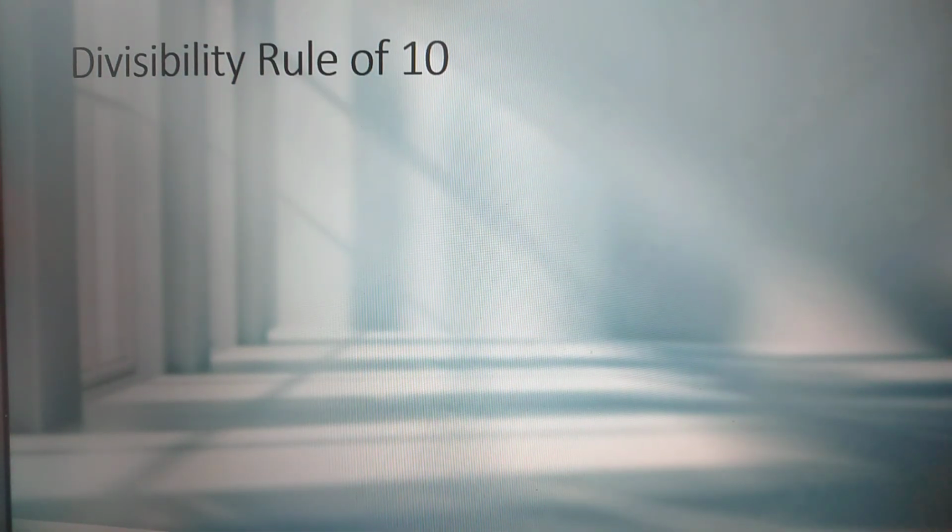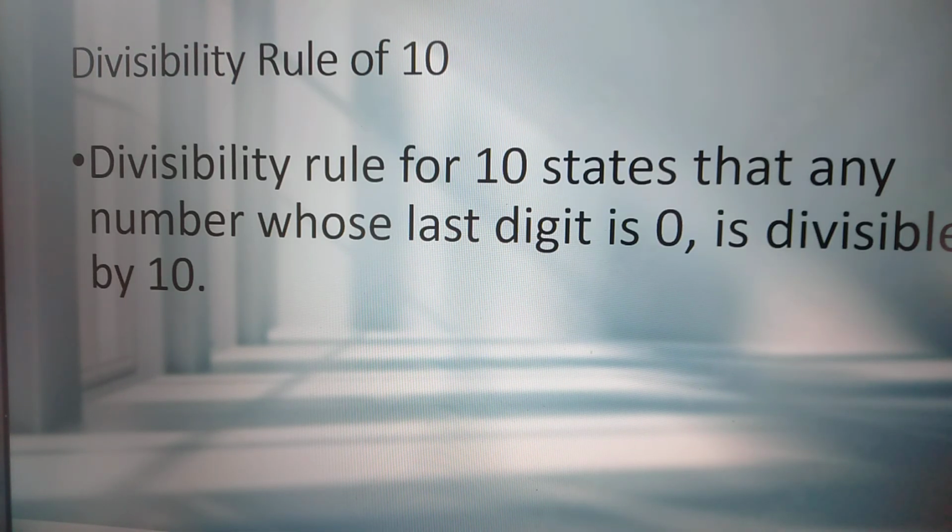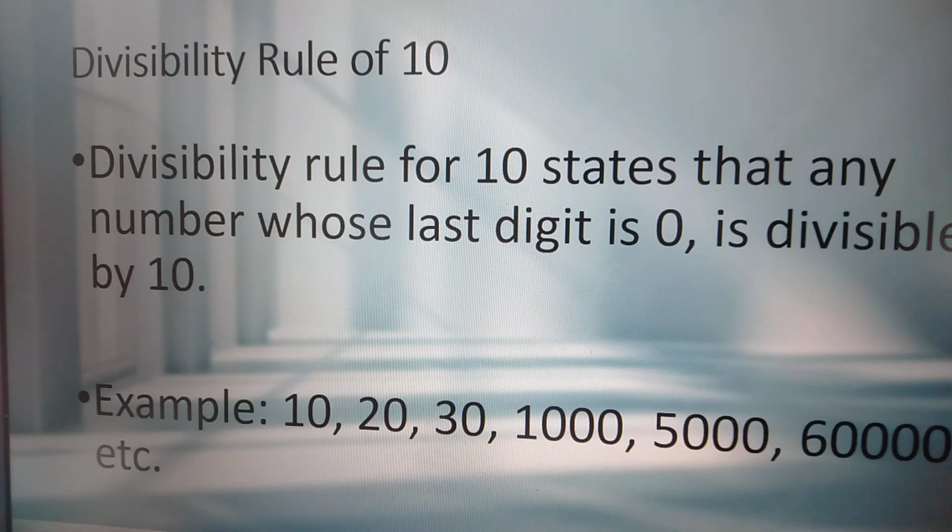The divisibility rule of 10 states that any number whose last digit is 0 is divisible by 10. For example, 10, 20, 30, 1,000, 5,000, 60,000, etc. The last digit of all of these is 0, therefore they are divisible by 10.